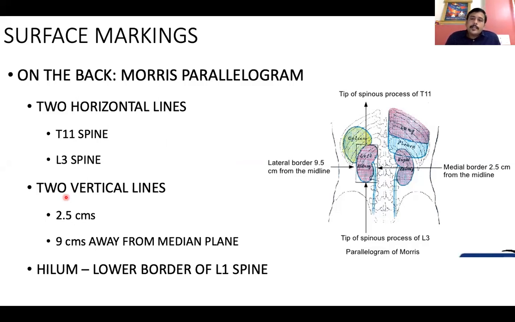The two vertical lines are: the first line around 2.5 centimeters away from the midline, crossing these two horizontal lines, and the other line 9 to 9.5 centimeters away from the median plane, once again crossing the two horizontal lines. So it will form this kind of parallelogram. The kidney is supposed to be located in this particular parallelogram. The hilum will be at the level of the lower border of the L1 vertebra. So this is how we locate the kidney in the posterior aspect.